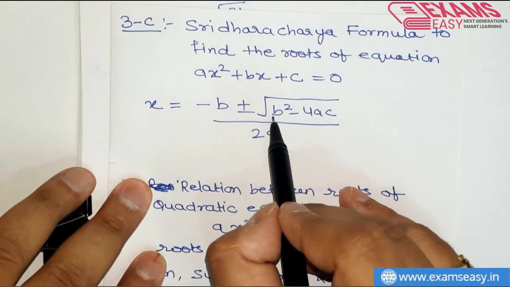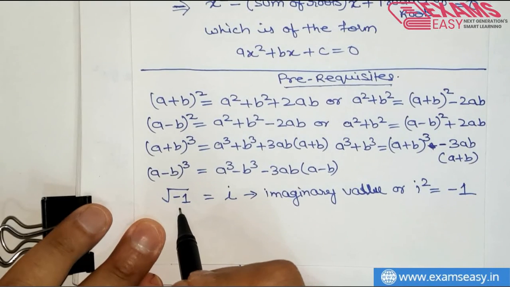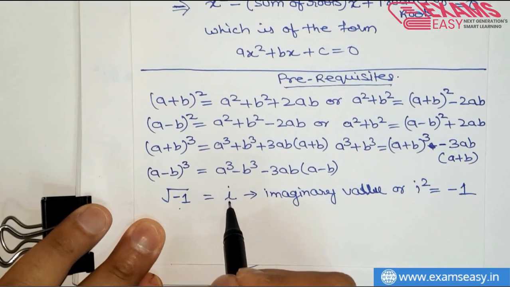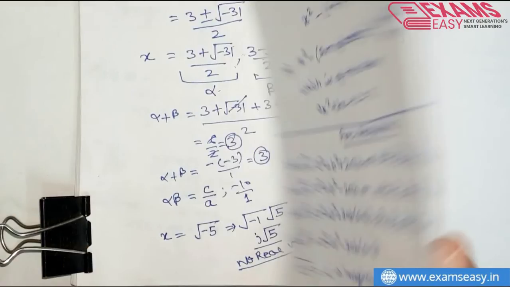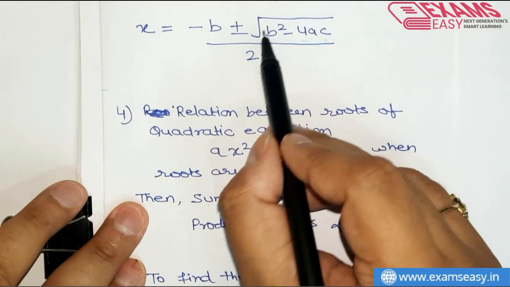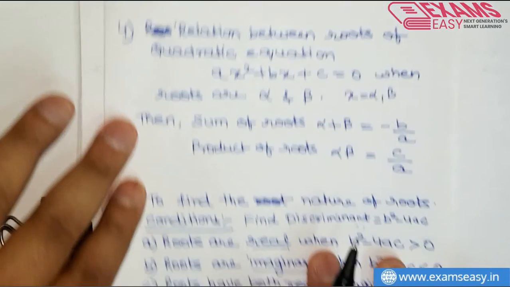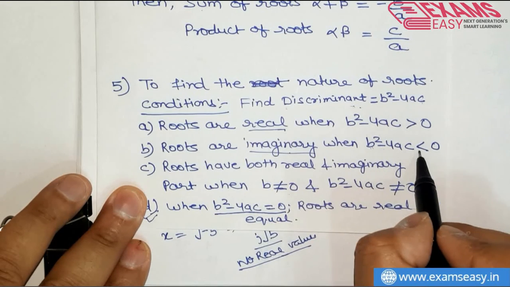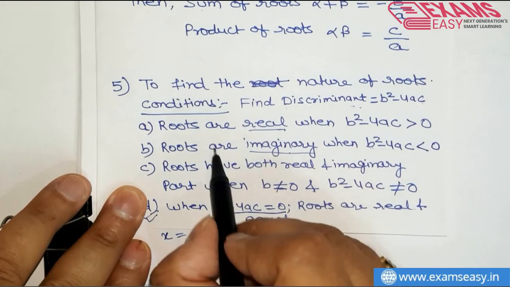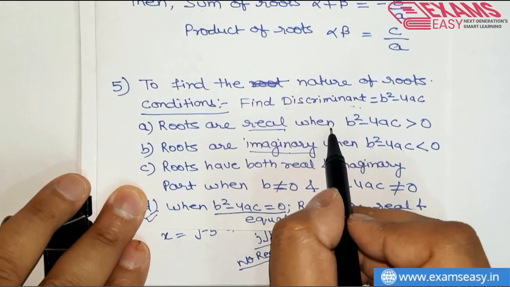So if this term comes out to be negative, then under root minus 1 is nothing but i, so this will give us an imaginary value. So if b square minus 4ac is negative, that means less than 0, the roots will be imaginary. If b square minus 4ac is greater than 0, then it will give us real values.